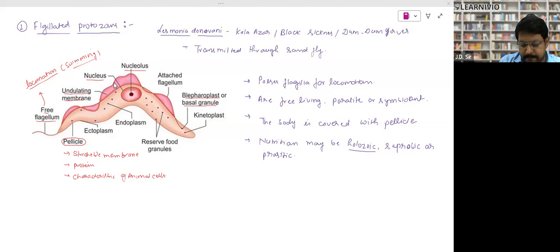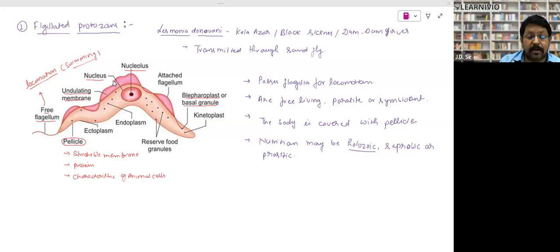Please note it down. Holozoic nutrition: if any organism is taking food as a whole, like a snake, or in the form of small pieces, like humans, it is called holozoic nutrition.